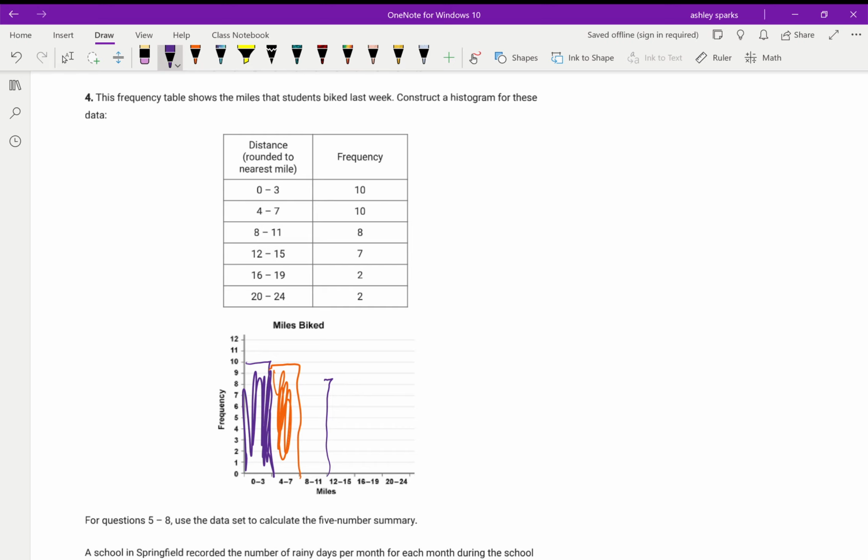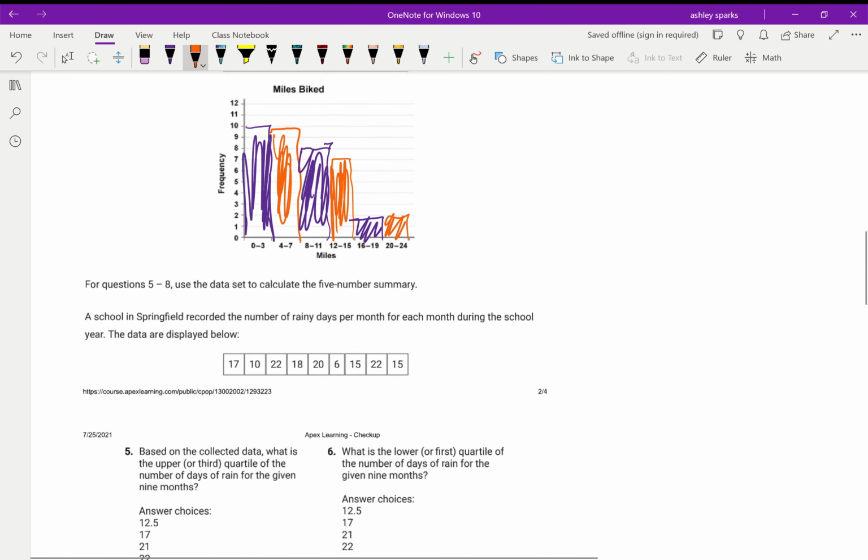Oh, did I miss 8? There we go. I think that's a better 8. 12 to 15 would be about there. That's 7. 16 to 19, I'm only going up to 2. 1, 2. And then same for my 20 to 24. So it just makes the bars, you go up to whatever height the frequency is at.